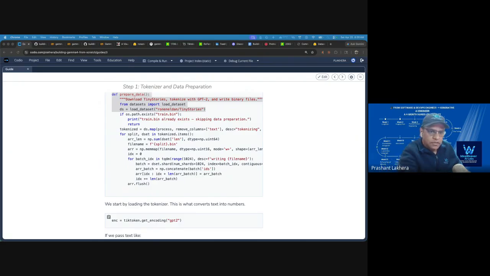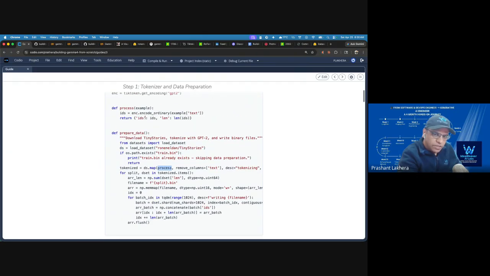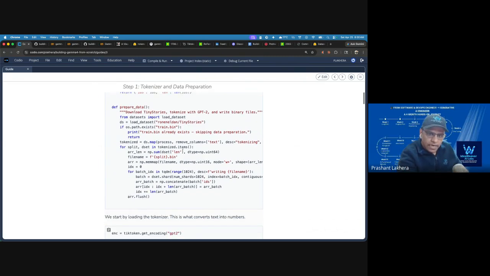Okay. So here you can see I'm just checking if the train.bin file is present or not. And if it's there, we are not going to create it. But here is the important part: this is provided by Hugging Face itself. We have loaded this data set, and we are using this process function, which we defined earlier, which is going to convert all of my text into token ID. And next, you see remove column equal to text.